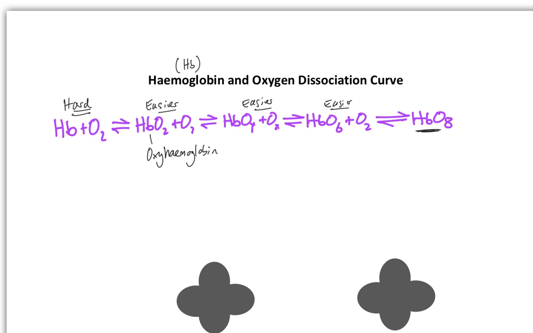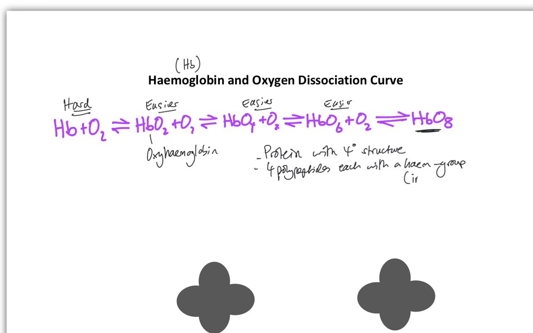So we're just going to give a few facts about haemoglobin first of all. It's a protein with quaternary structure, fourth degree structure. It's made of 4 polypeptides, each with a haem group made of an iron ion. Each polypeptide has an iron ion, and that binds oxygen. When it binds O2, it changes shape.